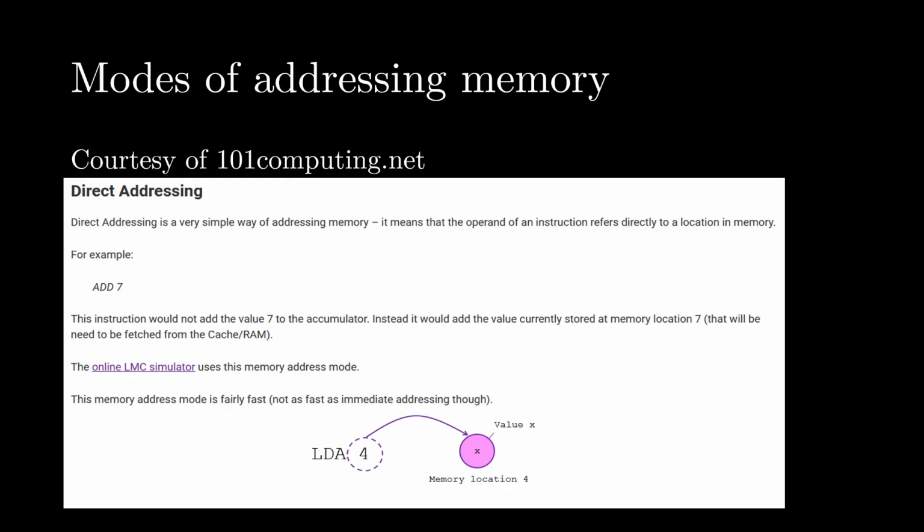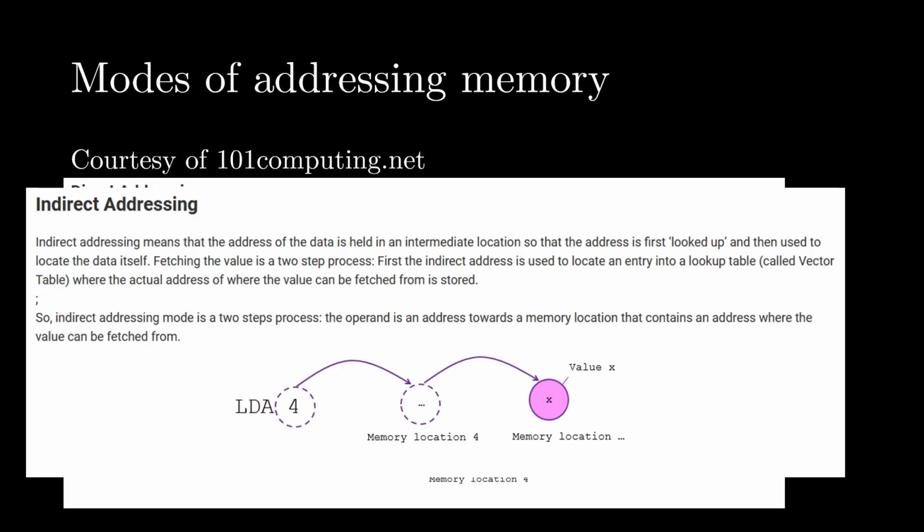Then we've got direct addressing, which is also very simple. It basically just fetches the memory location instead of the value. So, for example, add 7. In this case, it's not going to add the value 7. It's going to instead add the value currently stored at memory location 7. And this is what the Von Neumann computer uses. It uses direct addressing.